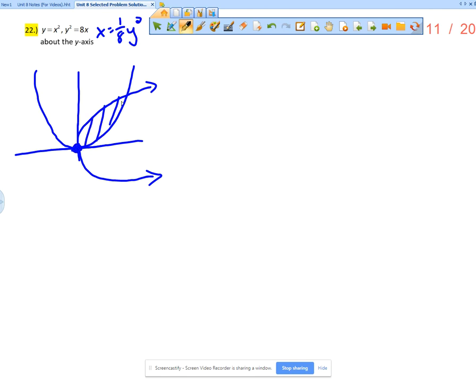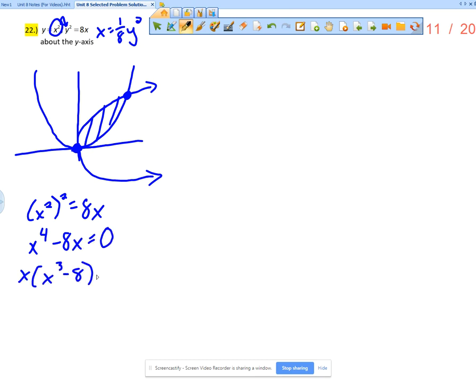Now, we would need to know the points of intersection for our limits. So how do I do that? One way or another, I have to set the two equations equal to each other. If y equals x squared, I could insert x squared into y in the other equation. So I would have x squared squared equals 8x, and so this is x to the fourth. Then I subtract 8x, so x to the fourth minus 8x equals 0. Factor out x: x times x cubed minus 8 equals 0. So x equals 0, or x cubed equals 8, so x equals the cube root of 8, which is 2. So x equals 0 and 2.